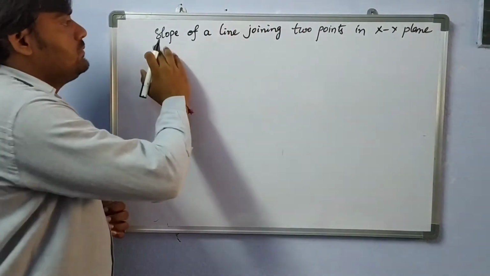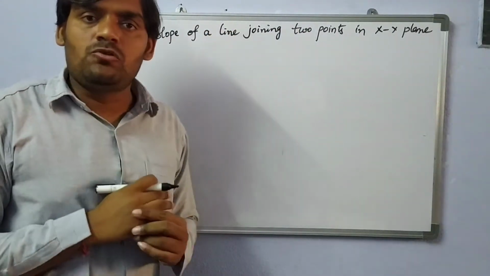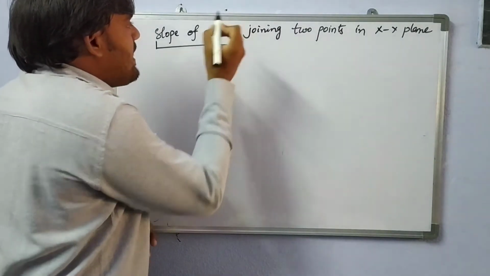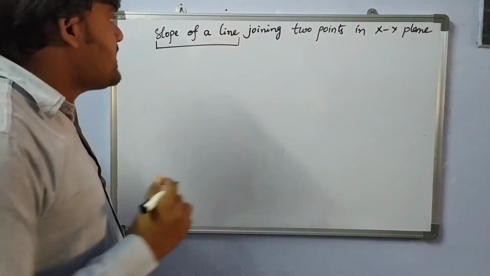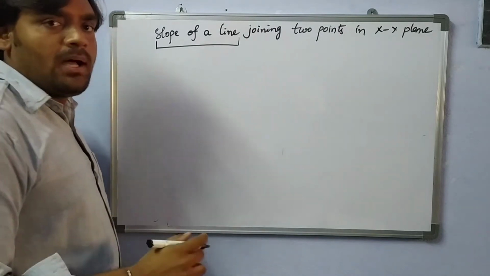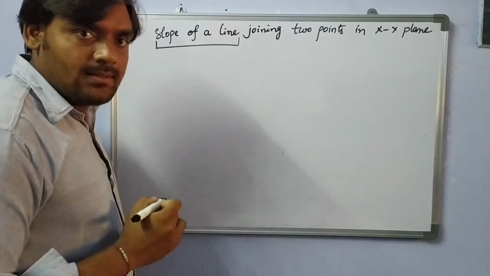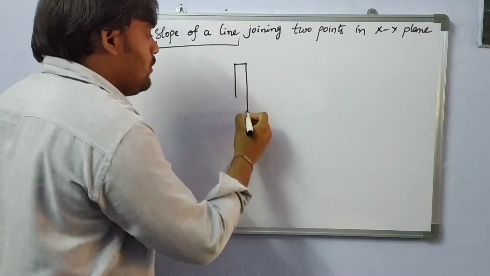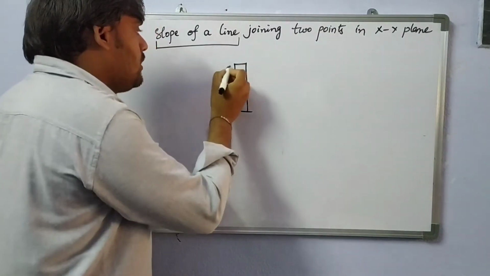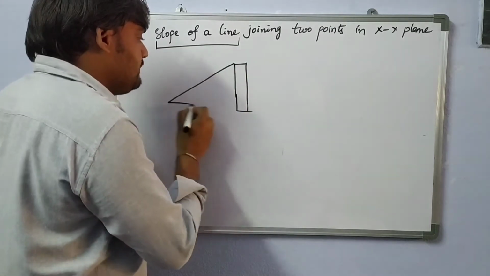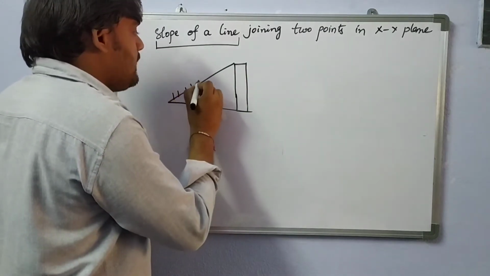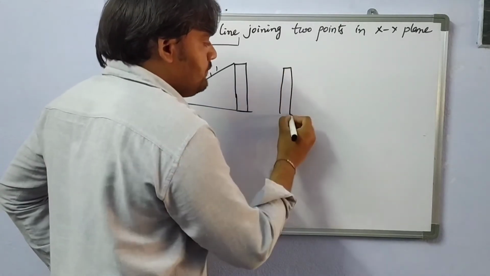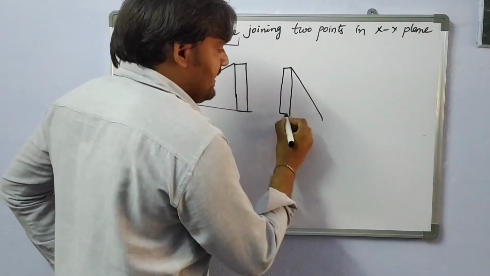Before we learn the slope of a line joining 2 points in xy plane, we have to know what is meant by the slope of a line. When you go to a park, you will observe some sliders, isn't it? So this is a vertical pole. For this vertical pole, one slider is like this. Next, for another vertical pole, one more slider is also like this.